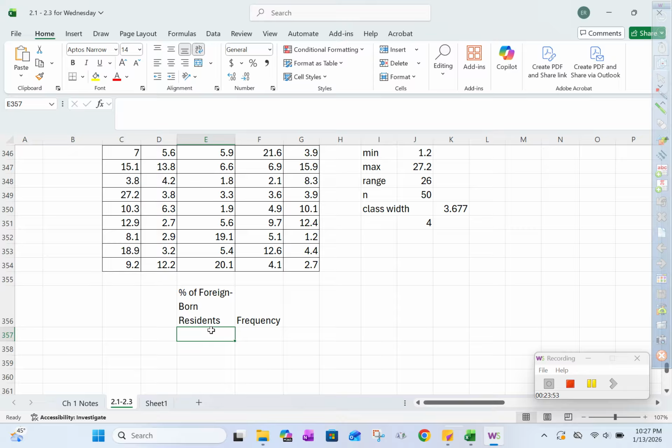And we're going to set up our classes. So we decided we're counting by 4s, so that means included bracket 0, 4, but we're not counting all the way to 4, it's just almost. Then our next one would be bracket 4, 8, parenthesis, all the way down until we get to our maximum, which was 27.2, so we'll just have to go to 28.